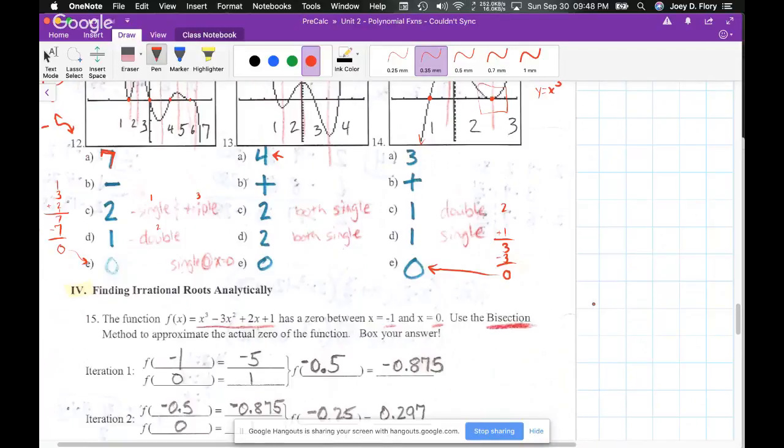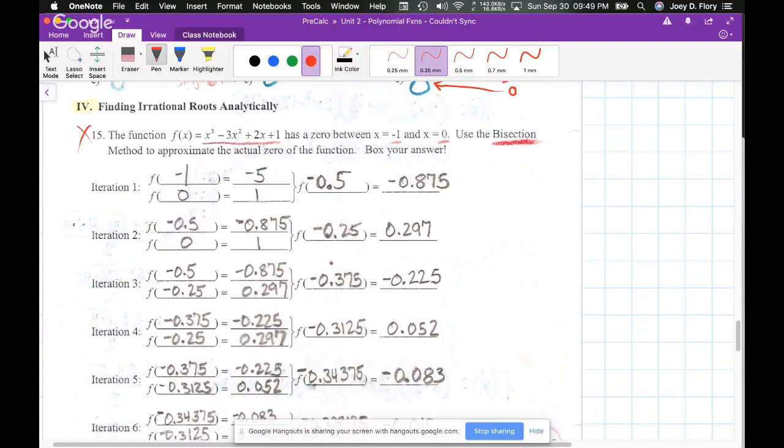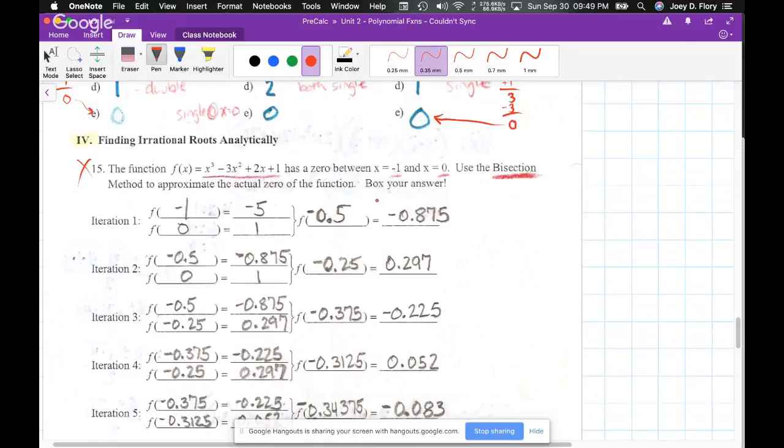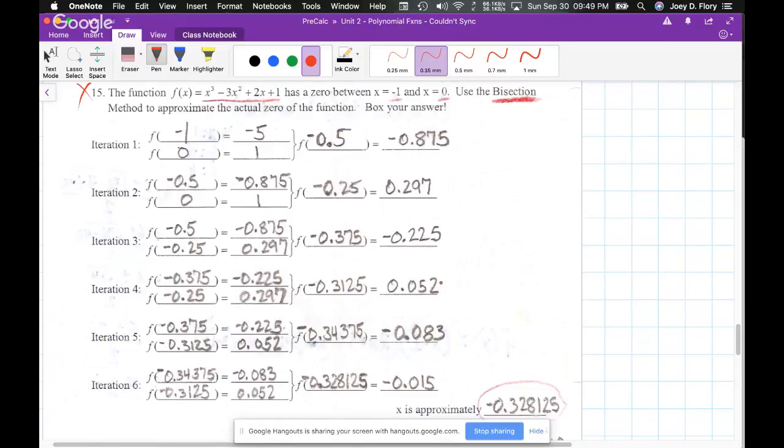Skip question 15. We did not talk about this because we have technology. Although this is a really cool way to approximate roots without a graphing calculator. If you're interested, it won't be on the test though.